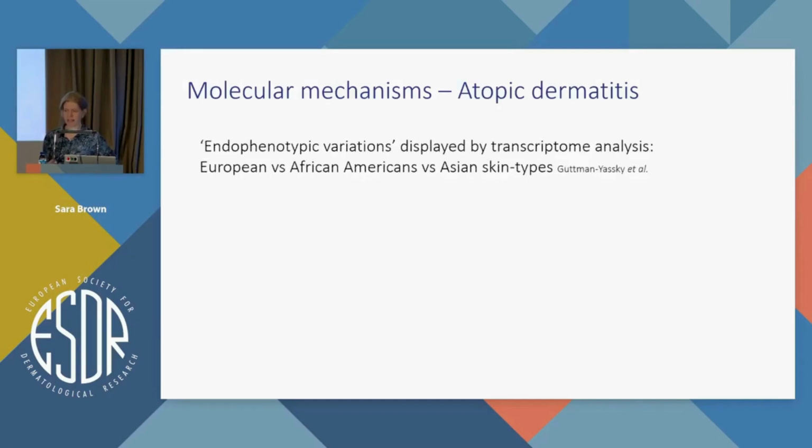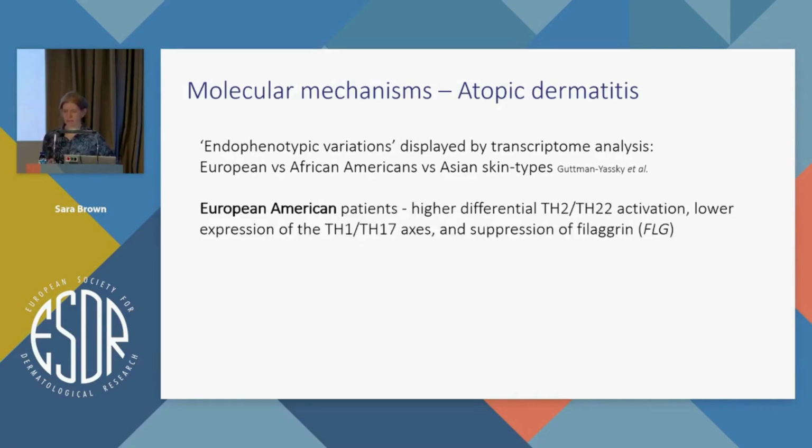In molecular mechanisms of atopic dermatitis, Emma Guttman-Yassky has really led on this concept of endophenotypic variations using transcriptome analysis to compare populations within the US. So these are white-skinned European people, people with African American ancestry, and people with Asian ancestry. And that group has reported that the European American patients, as we've already heard, have a predominantly Th2, Th22 activation with less of the Th1, Th17 axes, and this common suppression of filaggrin, whether they have loss of function mutations in the filaggrin gene or a down-regulation in gene expression because of the atopic inflammation.